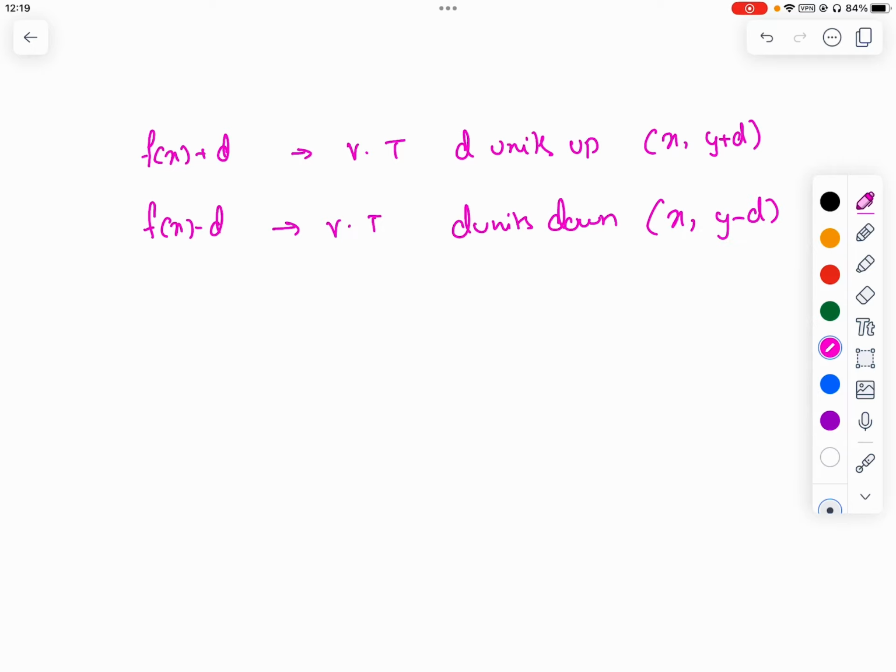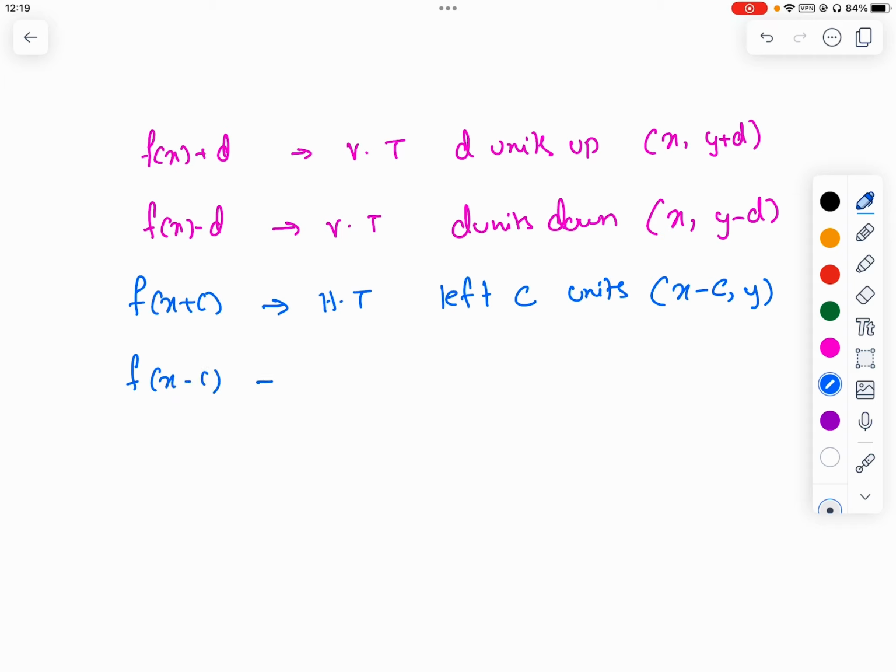Then f of x plus c is going to be a horizontal translation left c units. In that case, x will change: x minus c comma y. Then f of x minus c will become a horizontal translation as well, but right c units. In that case, it becomes x plus c comma y.